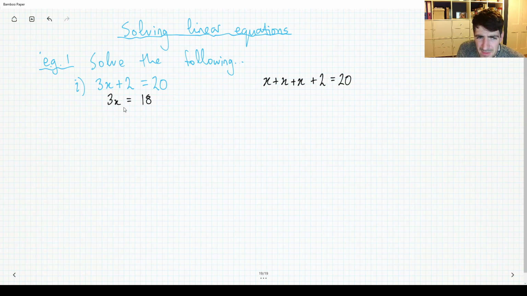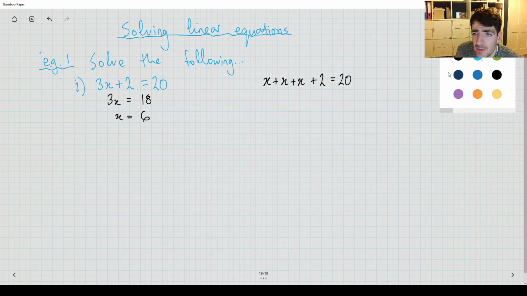Okay. Next then is we want to divide by 3, because what number 3 times will make 18? Well, that's 18 divided by 3. So if we divide both sides by 3, we can see that x is 18 divided by 3, which is 6. Okay, and we're done. So that's the first one. As I say, we've done this many times, so hopefully that's nice and familiar to you.